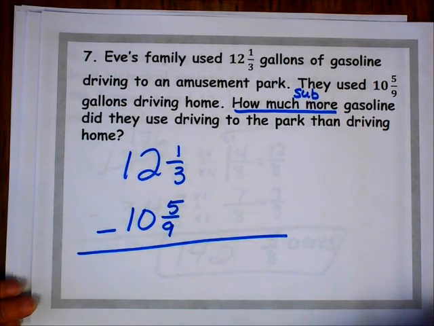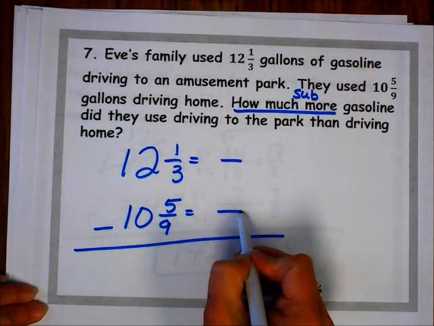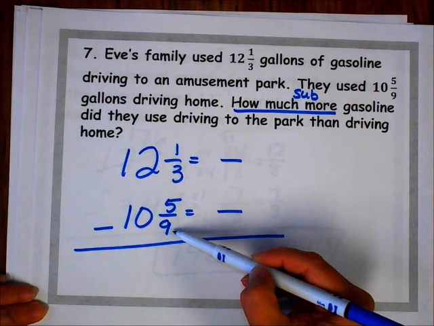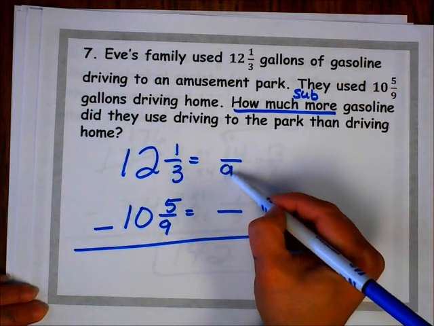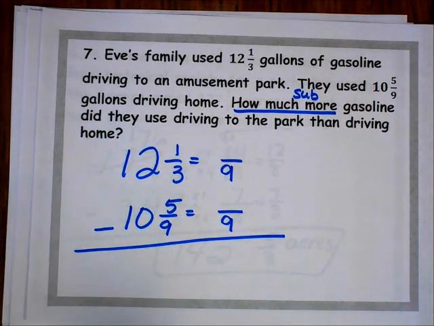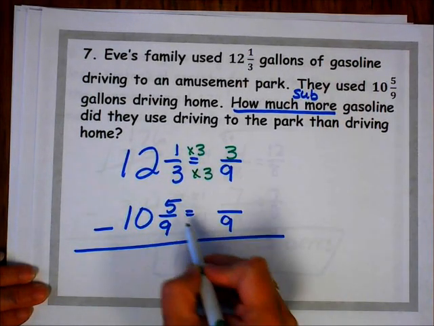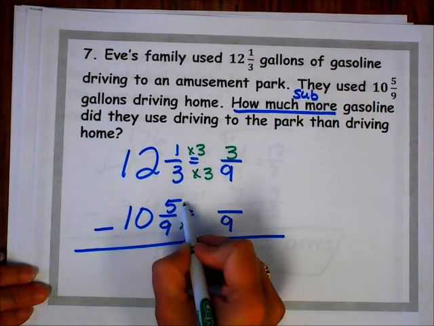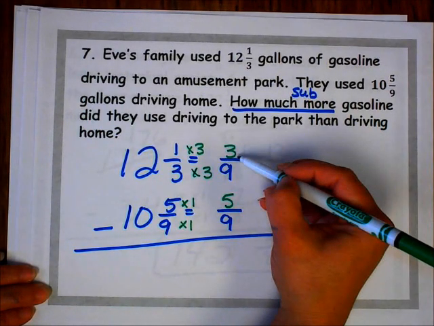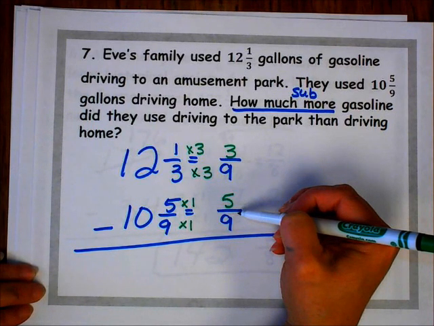The first thing that I notice is that I do not have a common denominator, so I know I'm going to have to find a common denominator. Well, I know if I count by 3's, I will get to 9 because 3 times 3 is 9, so that tells me my common denominator is 9. Now let's write our equivalent fractions. 3 times 3 is 9, so 1 times 3 is 3. 9 times 1 is 9, so 5 times 1 is 5. Now let's see if we can subtract. Can we do 3/9 minus 5/9? No, we cannot, so we're going to have to borrow.